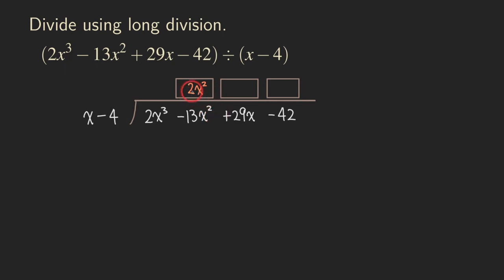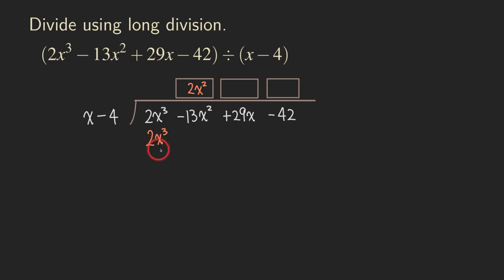So see what's going on here? 2x squared. We have 2 times 1 gives us 2. X squared times x will give us the x cubed. So we are going to just take this and then multiply by this x. Then we are going to get 2x cubed. Okay, so that's good.